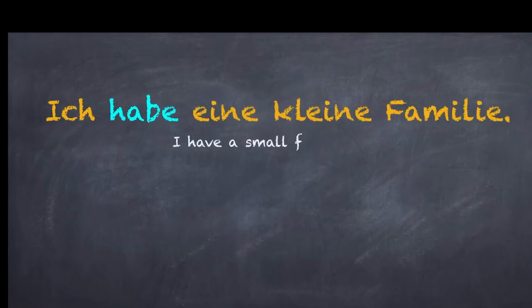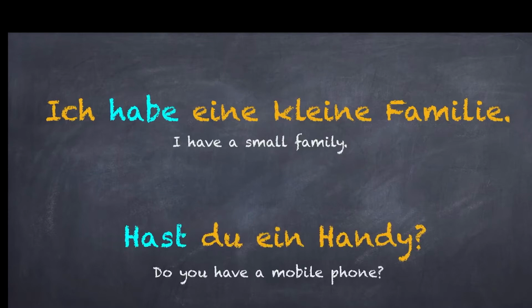So here's the first example. Ich habe eine kleine Familie. Hast du ein Handy? In the first sentence, the verb is in the second position and conjugated, whereas in the second sentence, the verb is conjugated and in the first position because it's a Ja-Nein-Frage. If you want to revise the sentence structure, you can visit our video on the same. The link is given below.